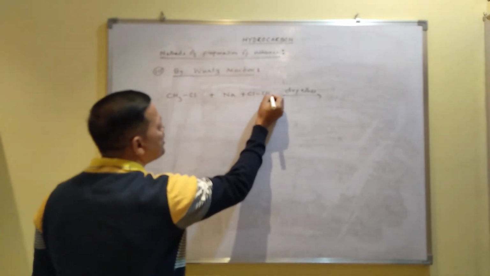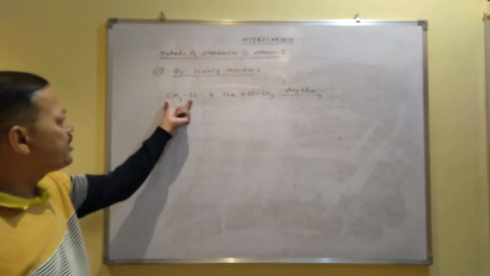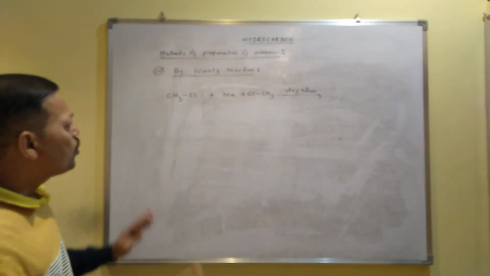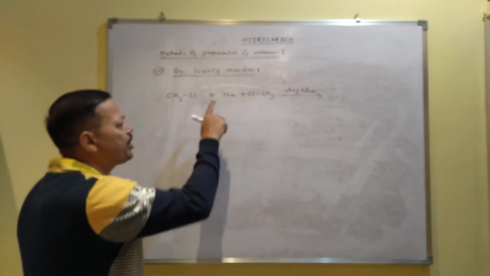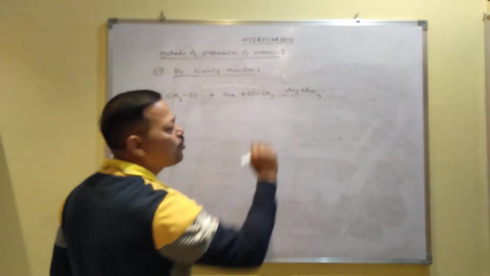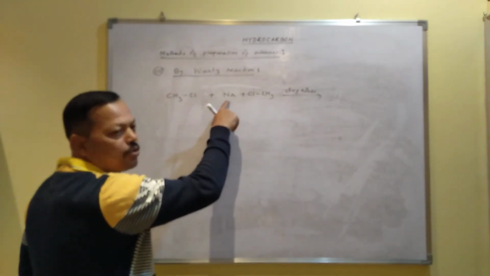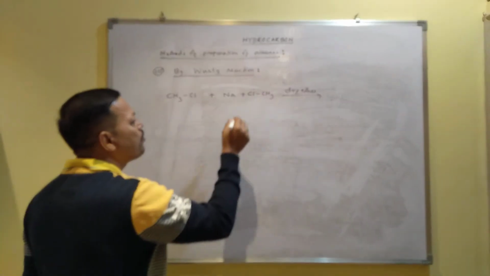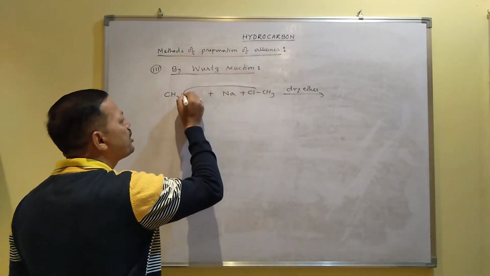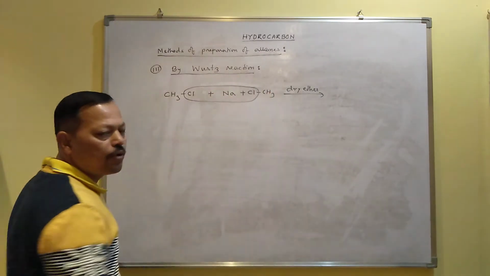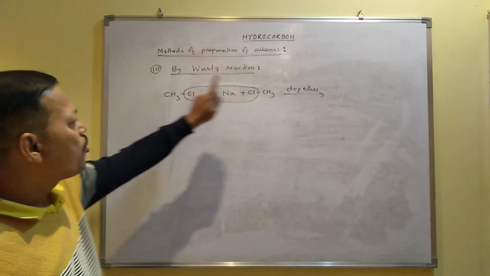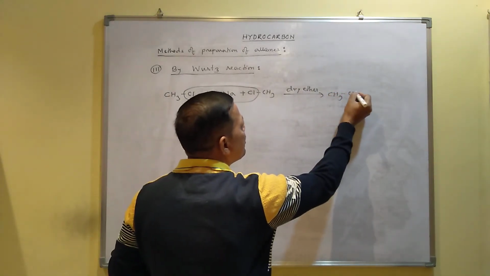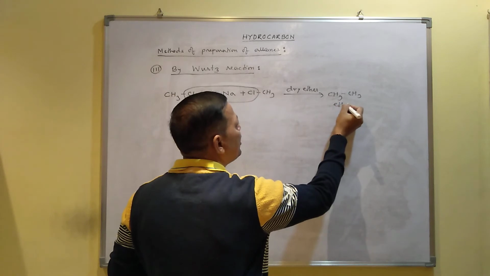This is one CH3Cl. So one CH3Cl is here, another CH3Cl is here. Then what happened? When this alkyl halide methyl chloride reacts with sodium metal in presence of dry ether, sodium is metal, chlorine is non-metal. Metal and non-metal always combine to form some ionic compound. So that's why this sodium combines with this chlorine. They will form sodium chloride. And this CH3 combines with that CH3, it will produce the alkane like this, CH3CH3. I mean, you will get ethane.